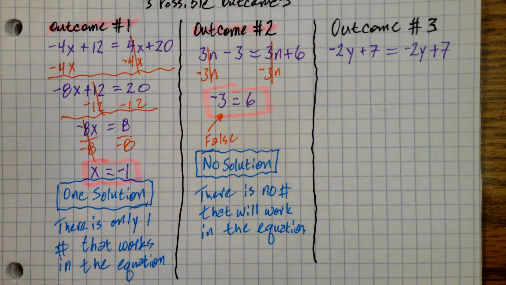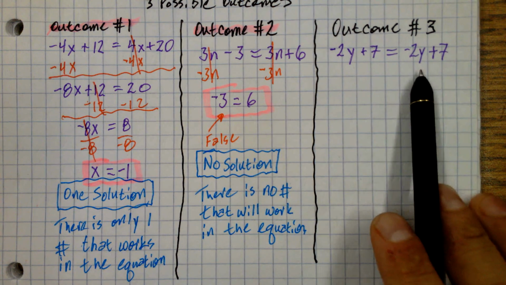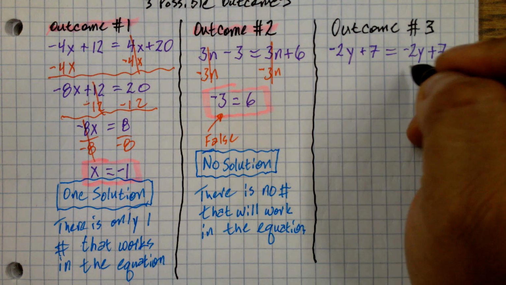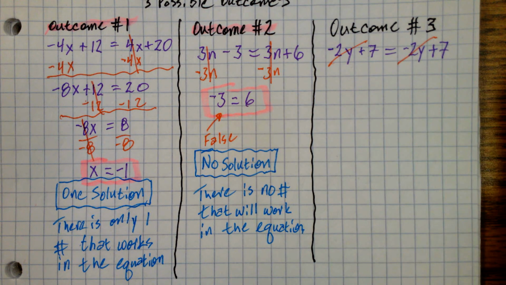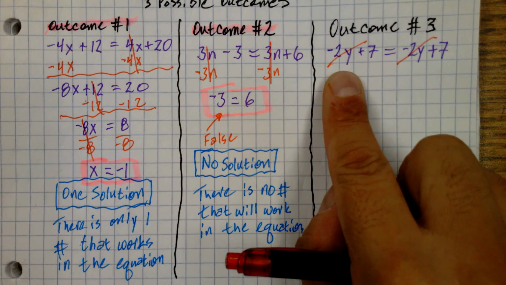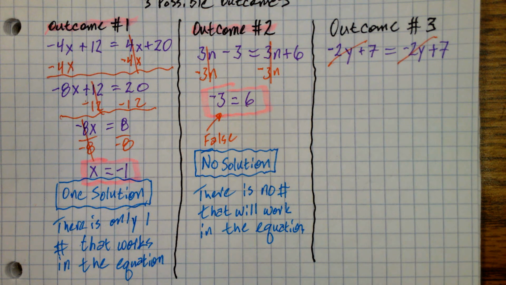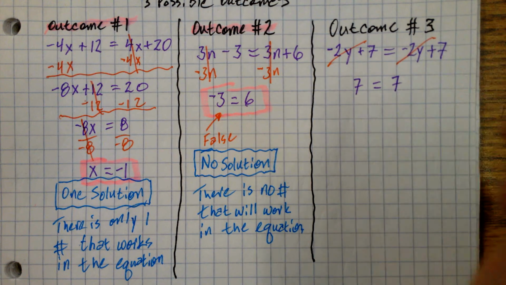Well, I don't have to distribute, and I don't have things to combine on either side. I'm going to get rid of the variable. Well, what's going to happen when I get rid of this negative 2y? It's going to cancel on both sides. I won't even do that step because we all know it's going to be plus 2y here, plus 2y there. It goes away. Whenever you have identical terms on both sides, it's a true statement because look, I have 7 on the left equals 7.